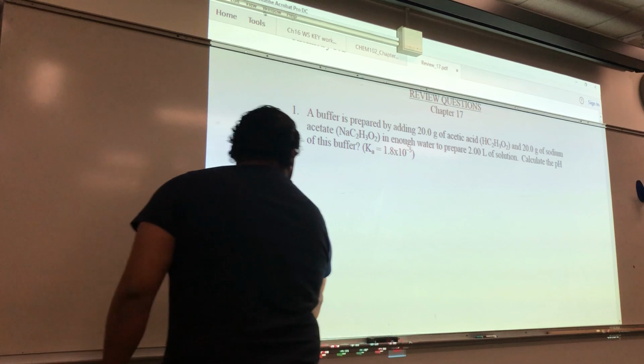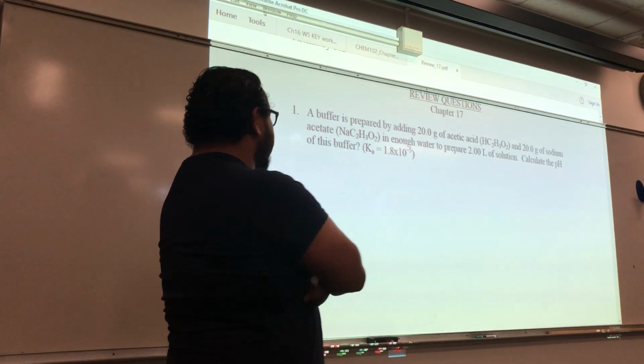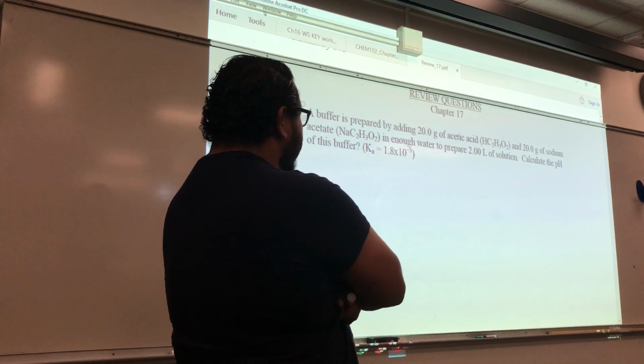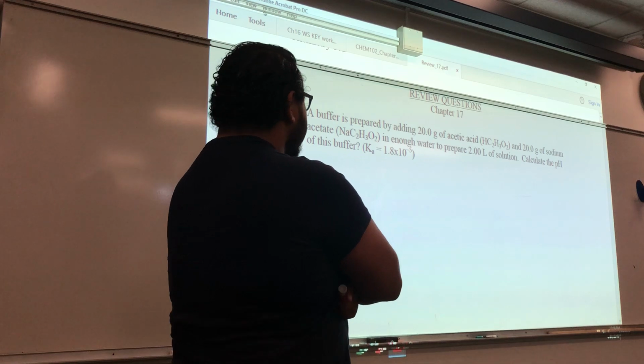So this question. A buffer is prepared by adding 20 grams of acetic acid to 20 grams of sodium acetate in enough water to prepare 2 liters of solution. Calculate the pH of this buffer. So what would be a good first step?